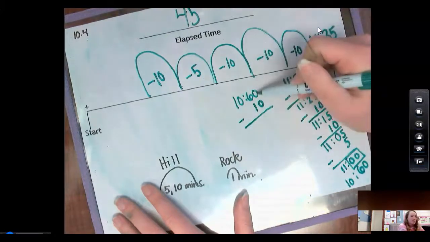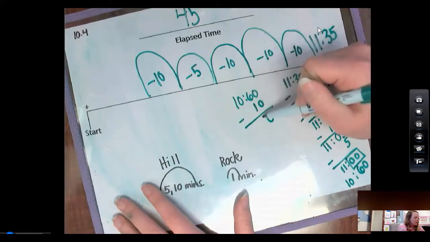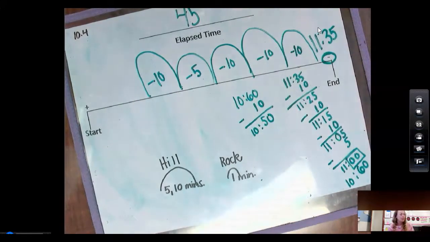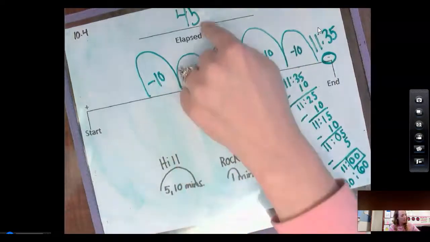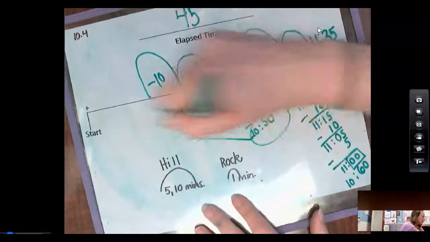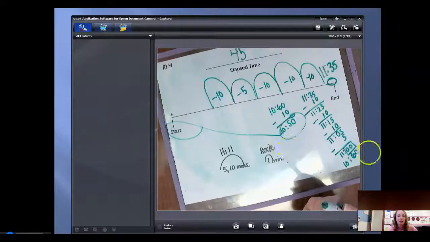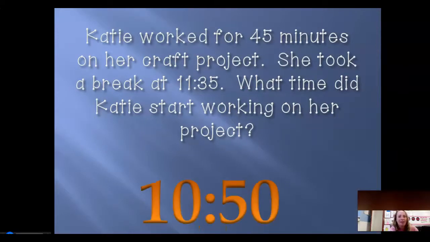So 0 minus 0 is 0. 6 minus 1 is 5. Drop your 10. I'm at 10:50. Let's double check. 10, 20, 30, 40, 45. So my start time then was 10:50. 10:50 there, kiddos. All right, let's see. Yeah, we got it. All right, kiddos, that is the end of this PowerPoint.